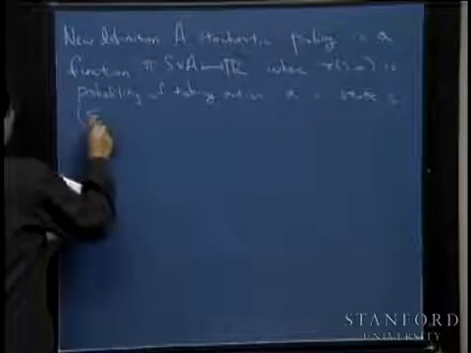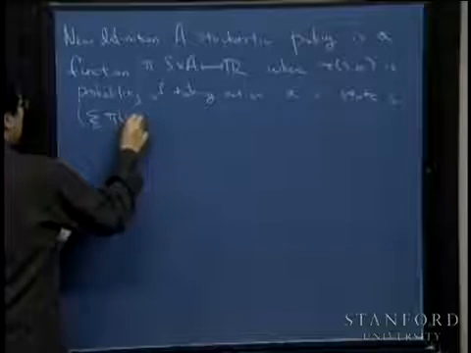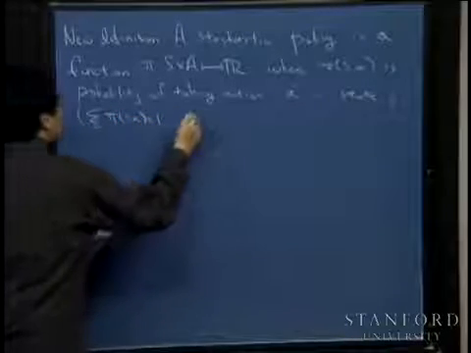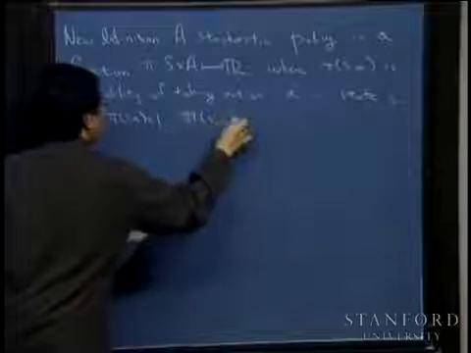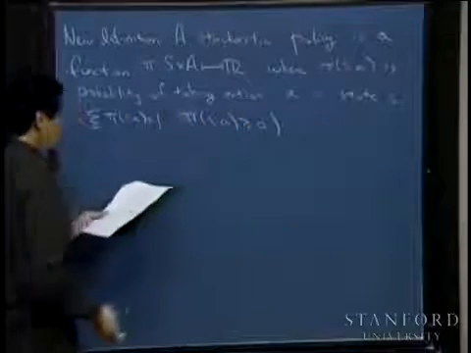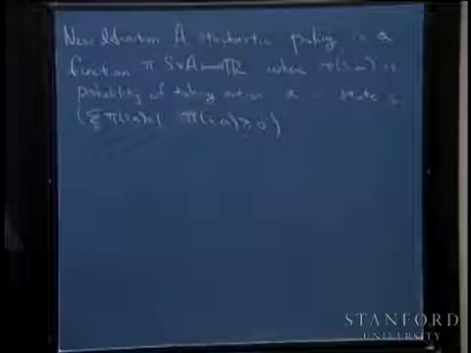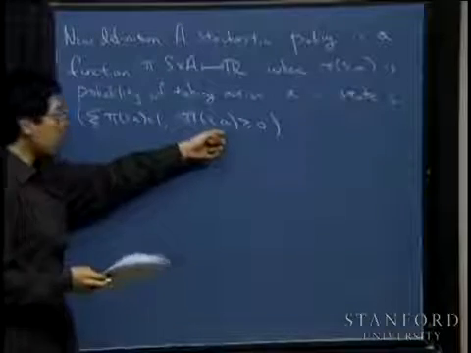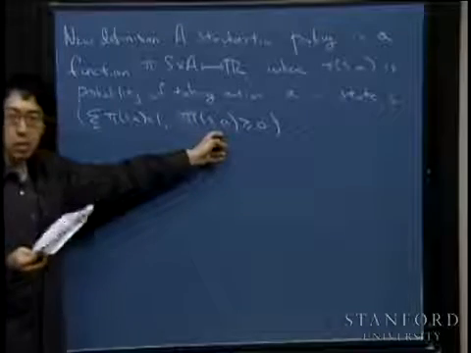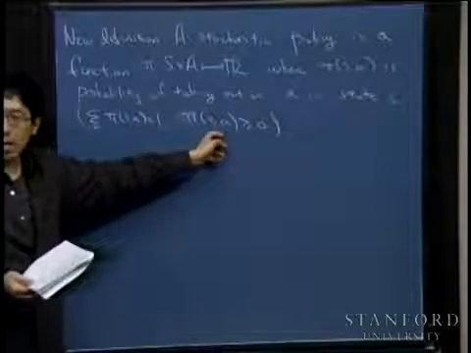And so we have that the sum over a of pi of s comma a equals 1. Okay. So in other words, for every state, a stochastic policy specifies a probability distribution over the actions.